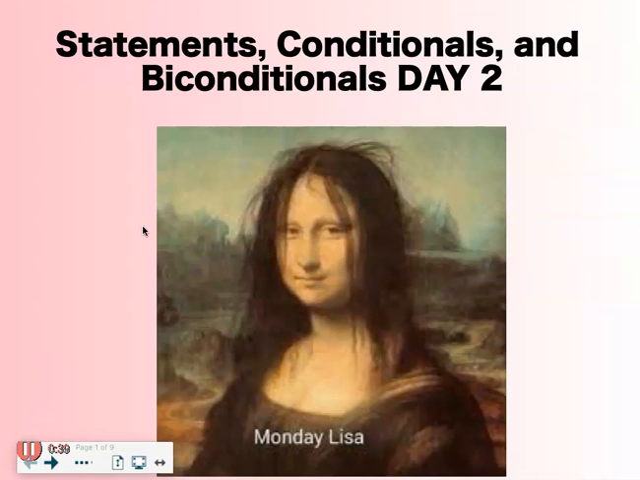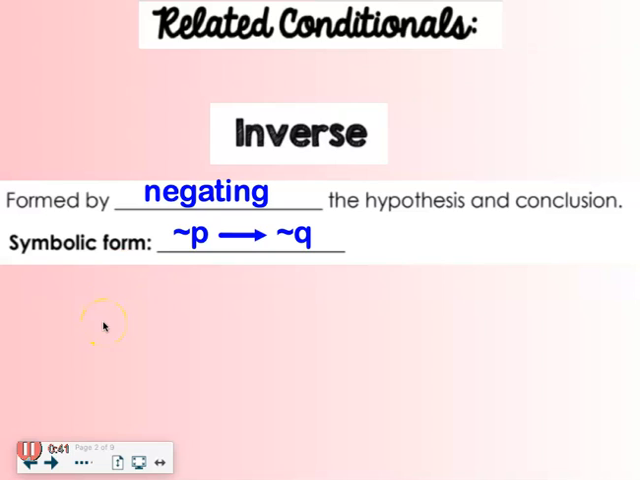The first way is the inverse. So your inverse is when you negate the hypothesis and the conclusion. So in symbols, it's not P implies not Q.